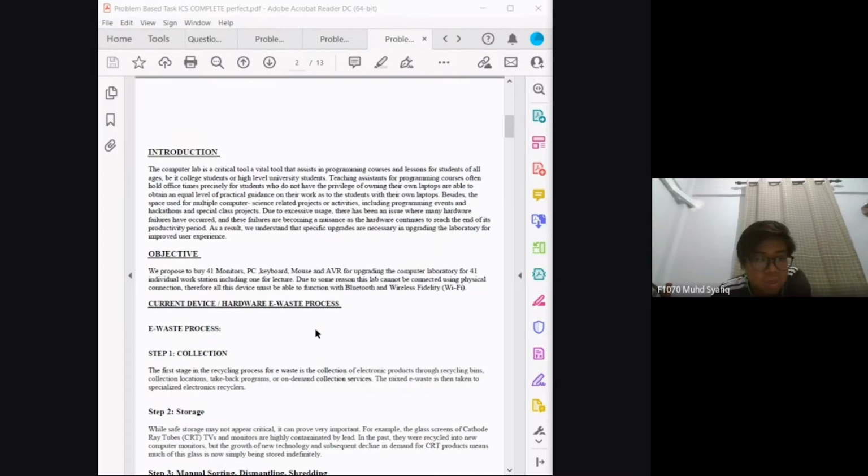Next, the objective. We propose to buy 41 monitors, PCs, keyboards, mice, and AVRs for upgrading the computer laboratory for 41 individual workstations, including one for the lecturer. Due to some reason, this lab cannot be connected using physical connection. Therefore, all these devices must be able to function with Bluetooth and wireless fidelity Wi-Fi.